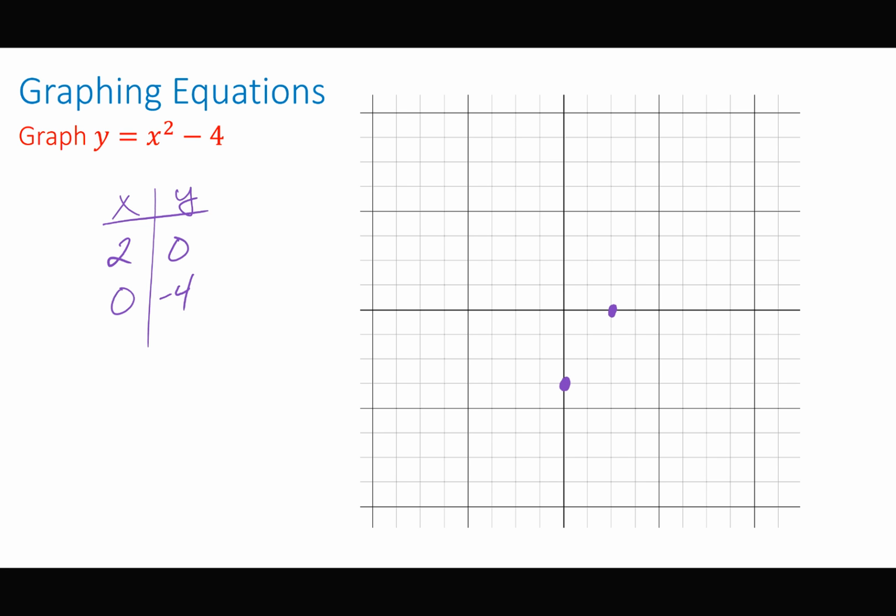Okay. Jackson, give me an x value. 3. 3 squared minus 4. So over 3 and up 5. So is this an accurate representation of what this graph will look like? Yes? No? Jack Parker, what other point might you choose?